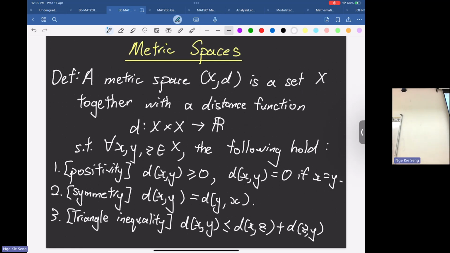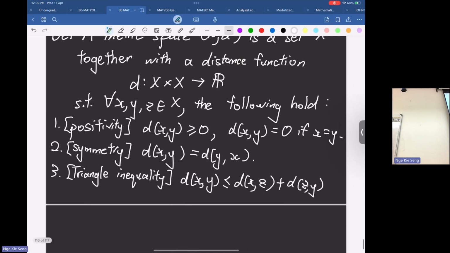Okay, so example. For the first example, instead of talking about R, we just straight away talk about Rn, because R is when n equals 1. So we just straight away talk about Rn if we want to talk about real vector spaces, finite dimensional real vector spaces. So what's the distance in Rn?